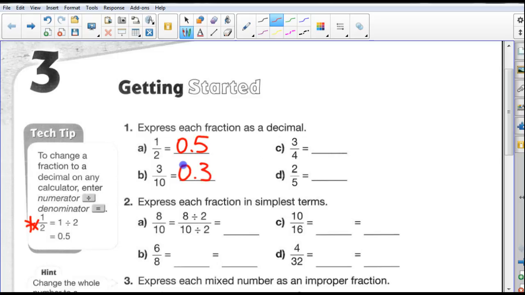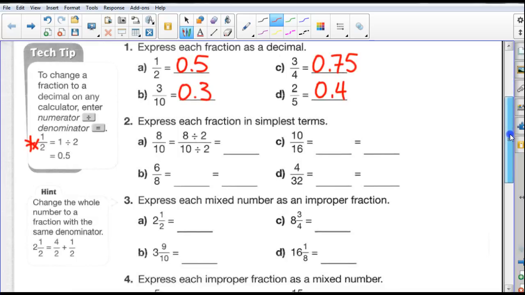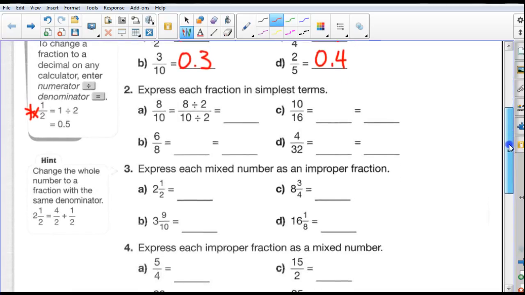3/4, we take 3 divided by 4 in our calculator, and that equals 0.75. Just the fact that we said the number 3/4, if you were to have 3/4 of a dollar in your hand, you would have 75 cents. 2/5, well, that's 2 divided by 5, which is 0.4. Okay, so very simple to convert a fraction to a decimal. Take the top numerator, divide it into the denominator.